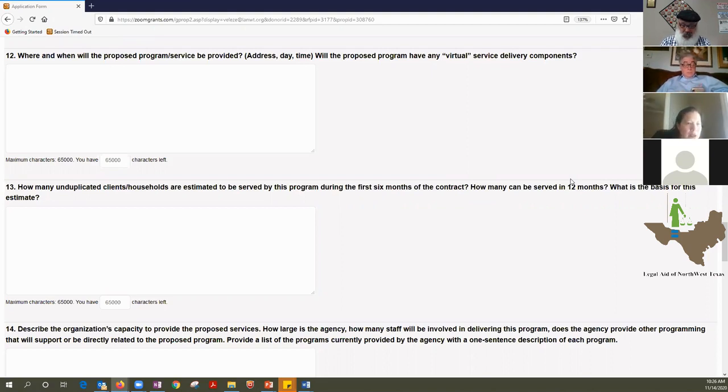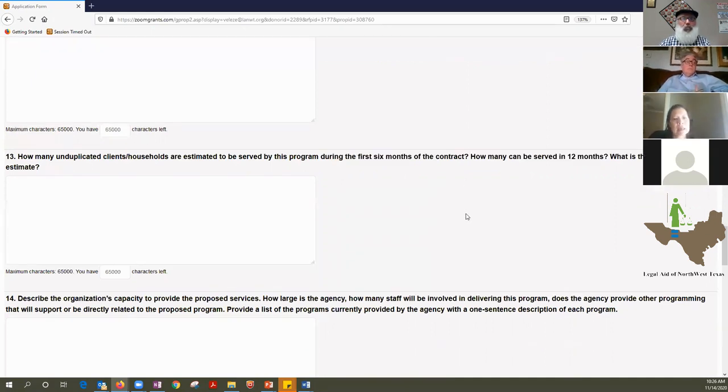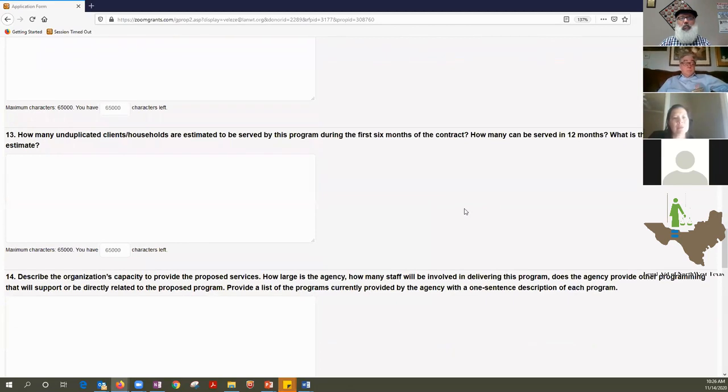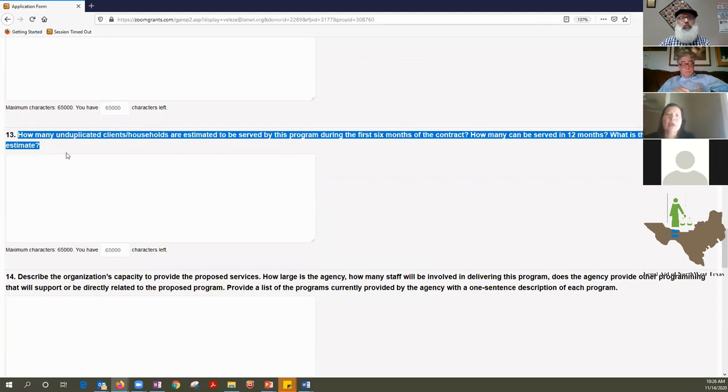$3. Looking to question 13, how many unduplicated client households are estimated to be served by this program during the 6 months of contract? How many can be served in 12 months? What is the basis for the estimate? So here, question 13 is really, the city is not looking to replace funds that you might use for a program. They're looking to leverage funds, right? So they're looking to see that you'll be able to help more people rather than just help the same group of people. Question 4, and they want to see that you have an accounting system in place to track how many people or families are being helped with your programs currently.